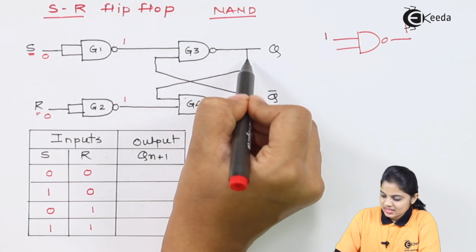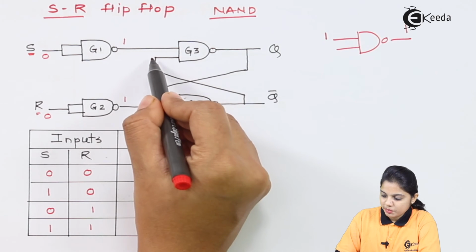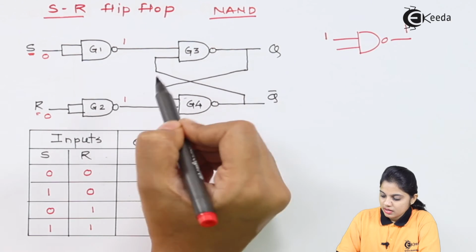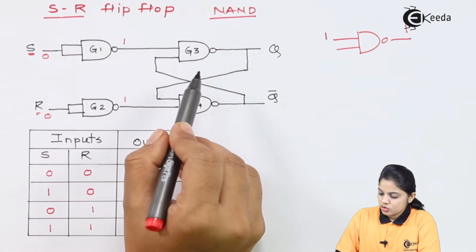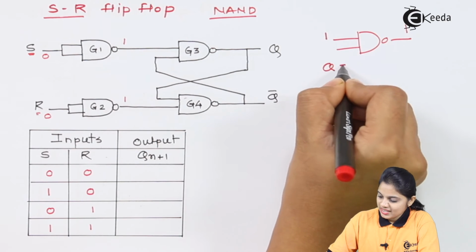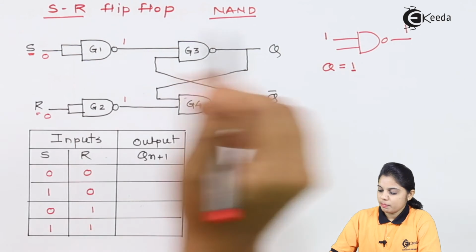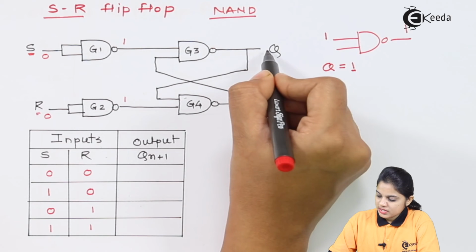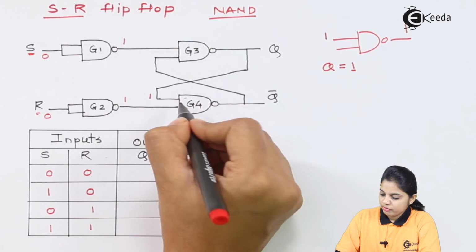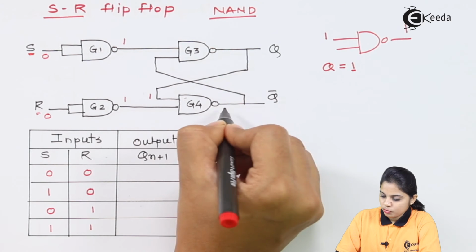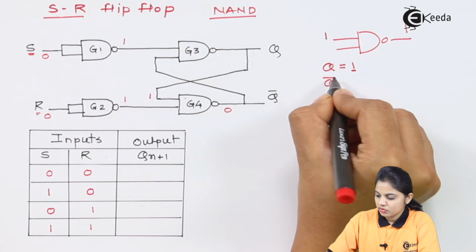Here you can see Q is connected as an input to G4 and Q bar is connected as an input to G3. So depending on the values of Q and Q bar, the outputs of G3 and G4 will change. Let's assume first that Q is equal to 1, which we can consider as the past output. If Q is equal to 1, 1 is applied to G4, so we have 1 over here. If both the inputs are 1, then the output of G4 will definitely be 0. That means Q bar you will get 0.